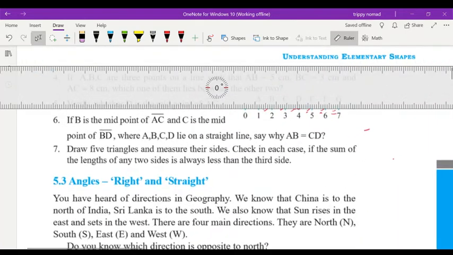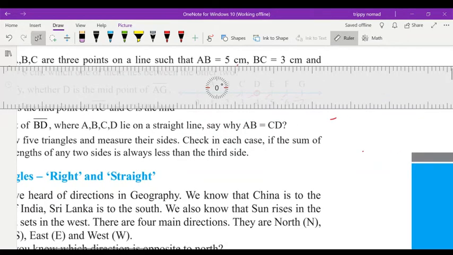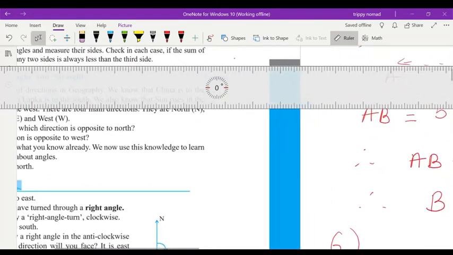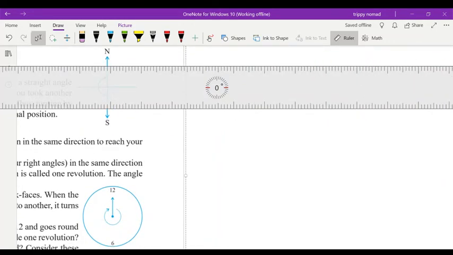Now we are going to start question number 7. Draw any 5 triangles and measure their sides. Check in each case if the sum of the lengths of any two sides is always greater than the third side. Children, I will draw one for you, and I will write the genuine measurement of length. Same way you will do. I will do one for you, and the other 4 you will do yourself. Here I am going to start question number 7 for you.